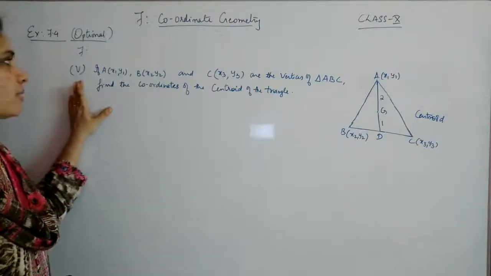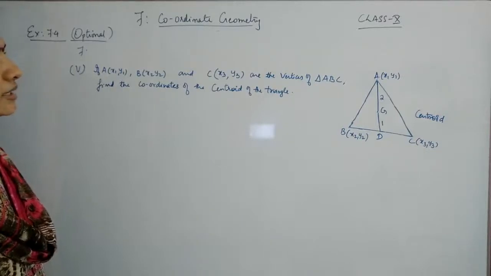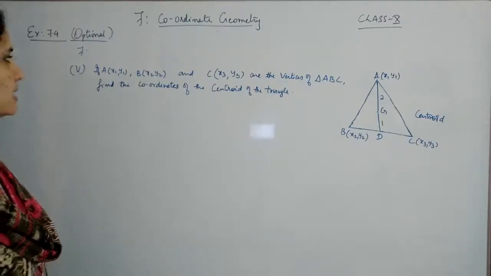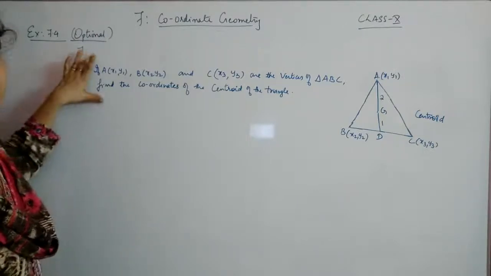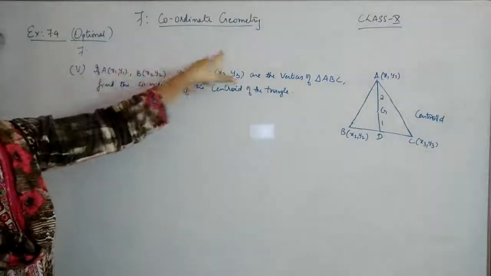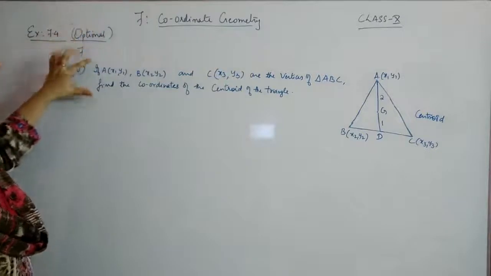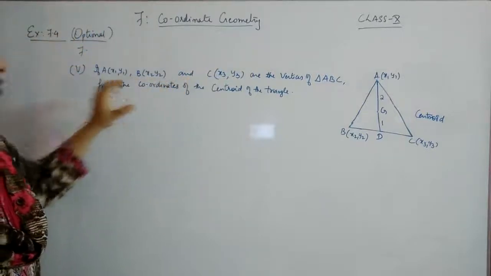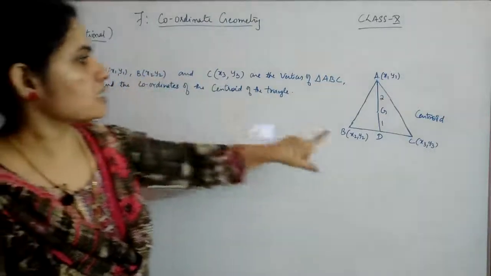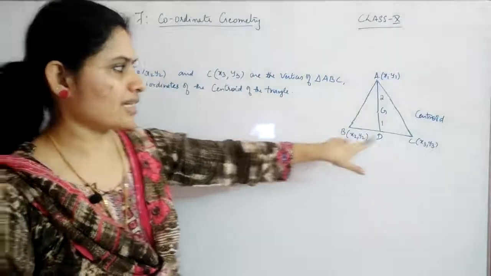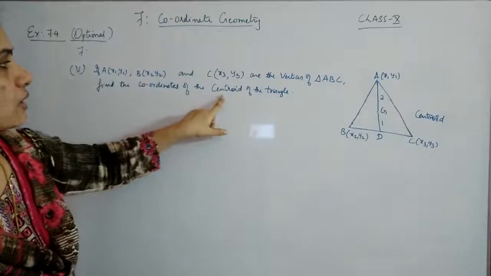Fifth subdivision of question number 7 is, if A(x1, y1), B(x2, y2) and C(x3, y3) are the vertices of triangle ABC, then find the coordinates of the centroid of the triangle. Actually, this is an independent question. It is not depending on the 7th question, the contents which have been given here. Even if that is not given, because the coordinates are given here separately, it can be a separate question. If the coordinates are taken as (x1, y1), (x2, y2) and (x3, y3) for A, B, C respectively, then you have to find out the coordinates of the centroid.